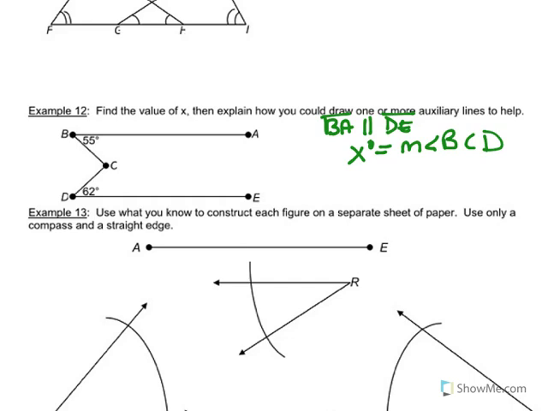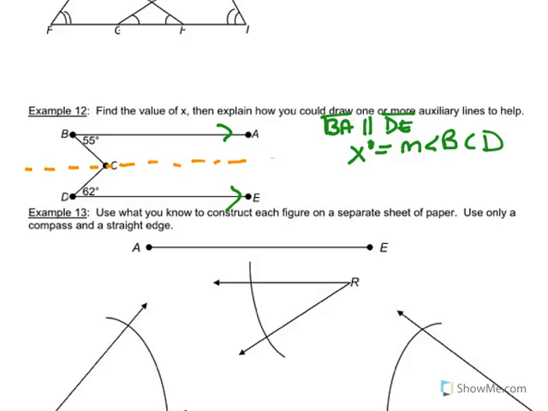Okay, so again, some of the typing on my copy didn't show up, but on your paper you have that BA is parallel to DE, and that the measure of x degrees is angle BCD. So we're trying to find this angle right here. So in order to do that, we're going to use an auxiliary line. And I'm going to draw a line that's parallel to both of these.